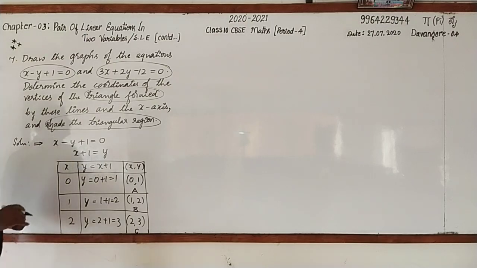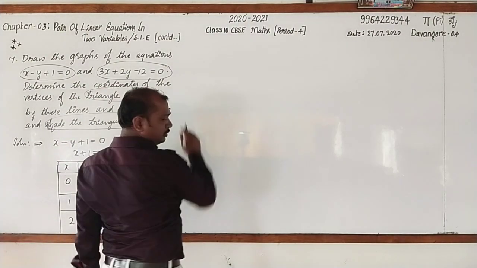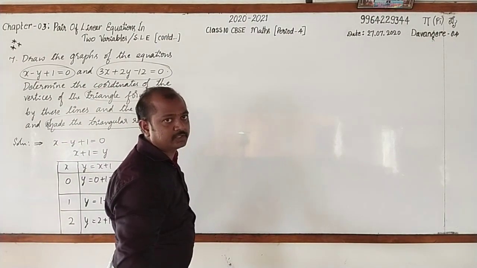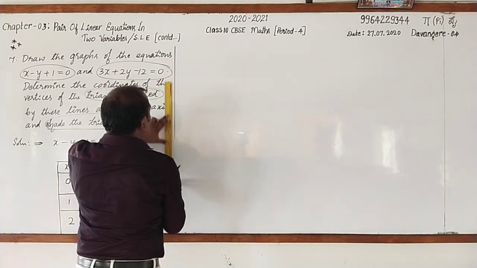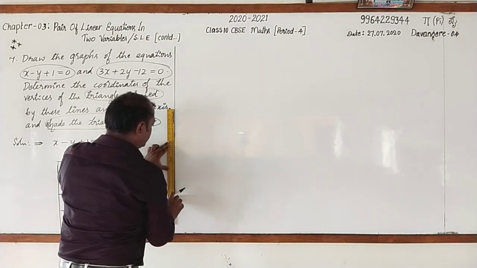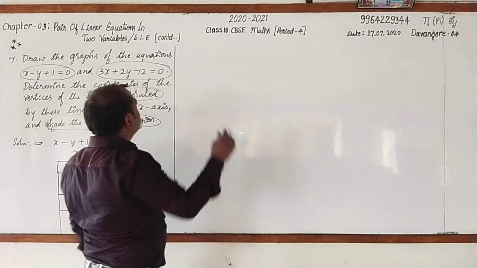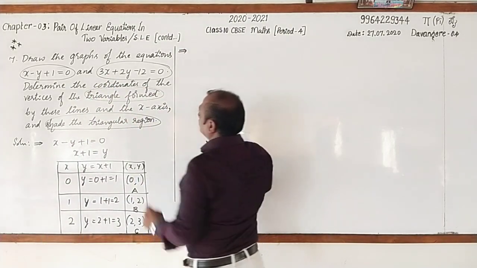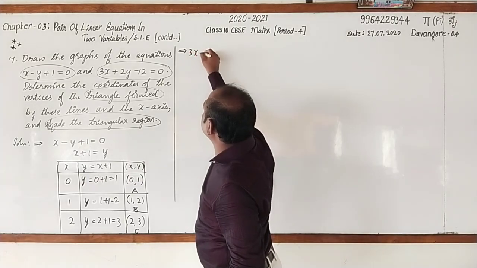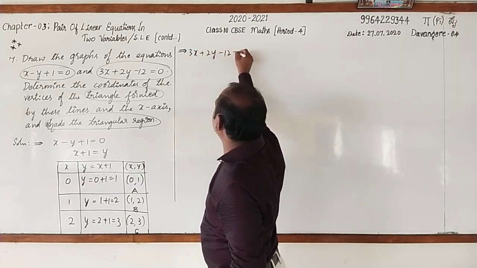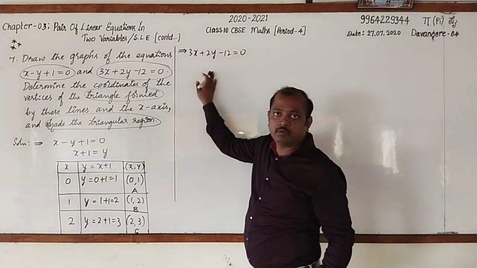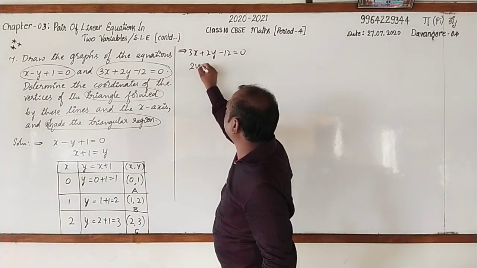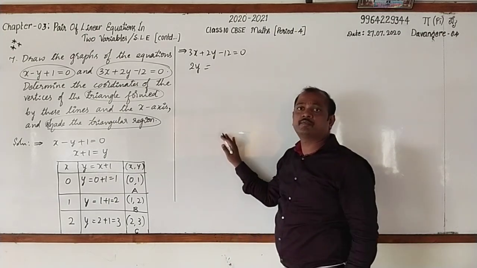Got it? Next, we will move on to the second equation. And using that second equation, we have to find out the coordinate points. What is that? The equation is 3x plus 2y minus 12 equal to 0. Here you can go for solving y. Hence, I will keep the 2y as it is on the left hand side.